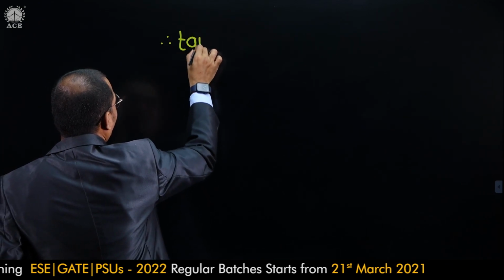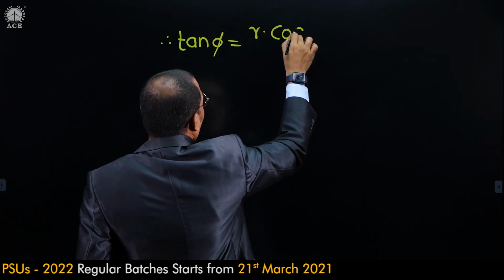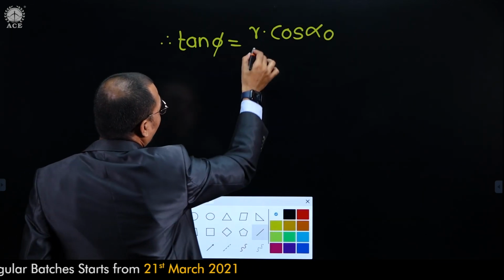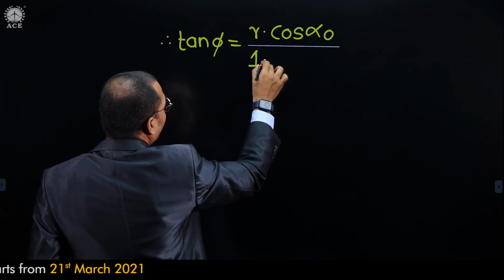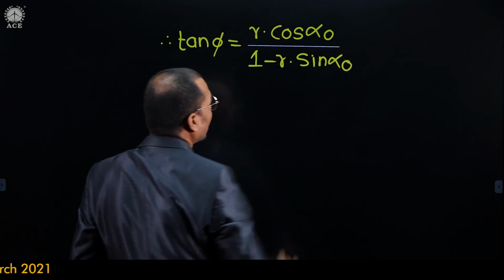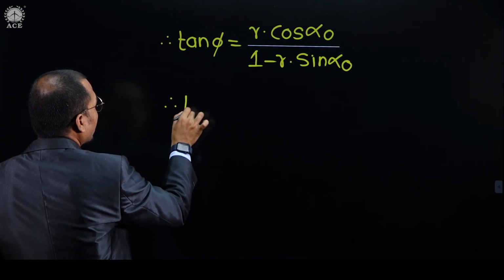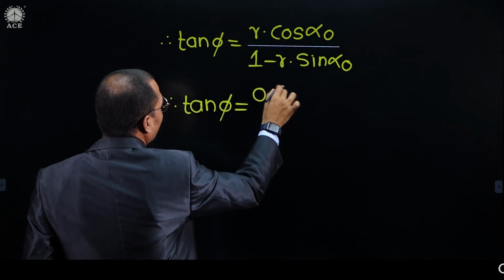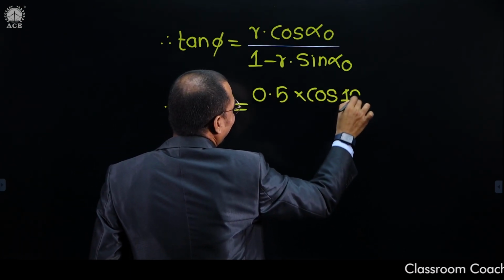Yes sir, tan of phi is exactly equal to r into cos of alpha 0 divided by 1 minus r into sine of alpha 0. Now my task is to put the value there. Okay, absolutely correct. So tan of phi is exactly equal to r, chip thickness ratio, which is 0.5, into cos of alpha 0, which is 12 degree.